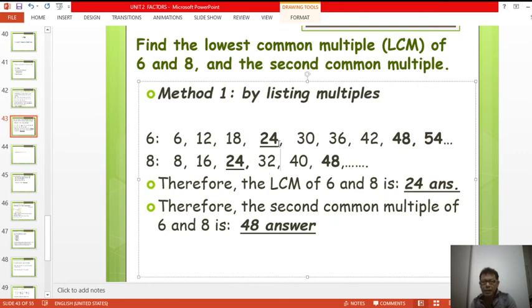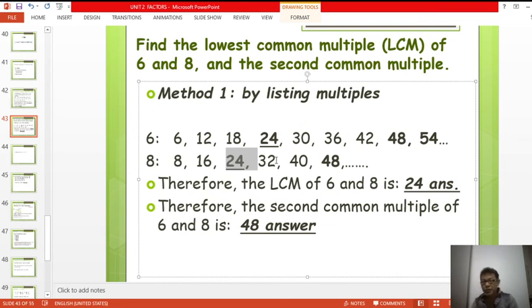Because see, when you did the multiples of 6, you already find that there's a 24 here and there's 24 here. So now you already have your first answer, your LCM. So the LCM here is 24. Therefore, the LCM of 6 and 8 is 24. See? There's no other common multiple there except 24. So that's the first common multiple.